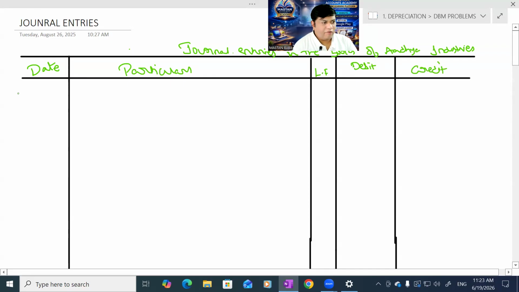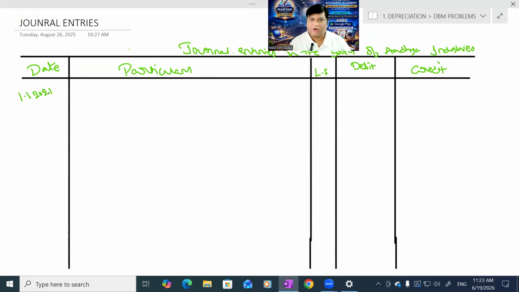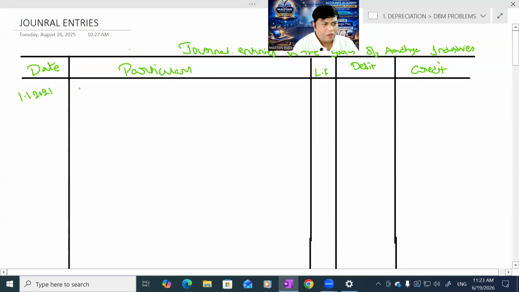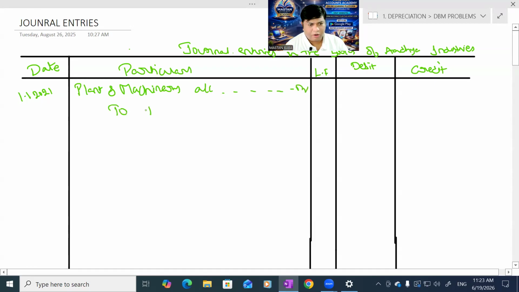So dear students, on 1/1/2021, they purchased the plant and machinery for 1 lakh. So what is the pro forma entry? When an asset is purchased, the required entry is the concerned asset account debit to cash or bank. So we purchase the plant and machinery: plant and machinery account debit to bank account. How much, dear students? It is 80,000 plus 20,000.